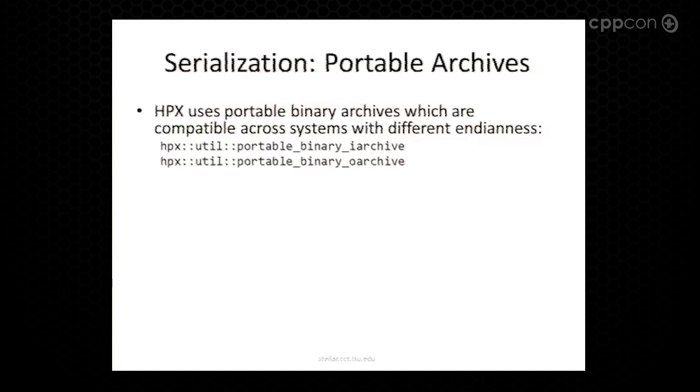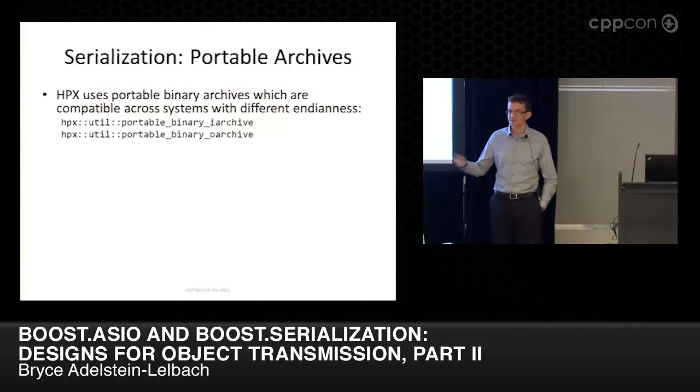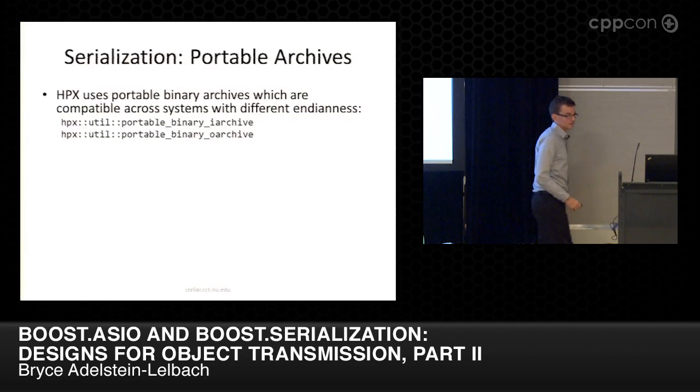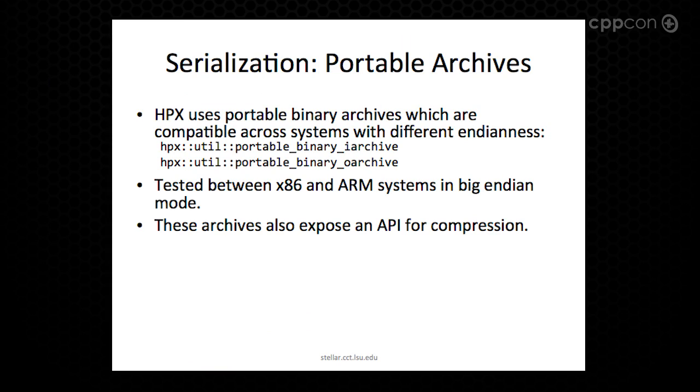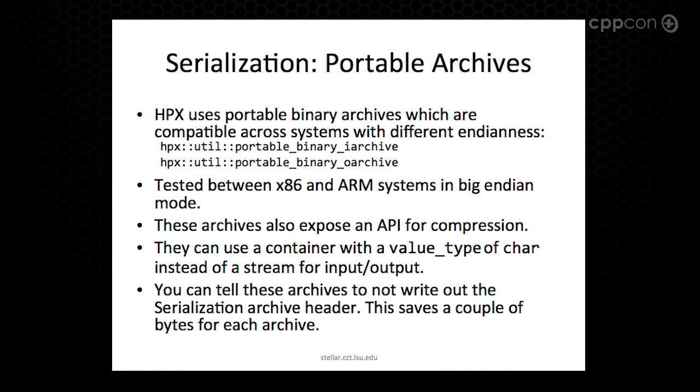Okay, so portable archives. We have these two portable binary archives, which are compatible across systems with different endianness, and these are basically taken from the serialization examples, and we've modified them a little bit in our code. These archives use the Boost endian library under the hood. We're using a container type with value type of char instead of a stream for the input and output.